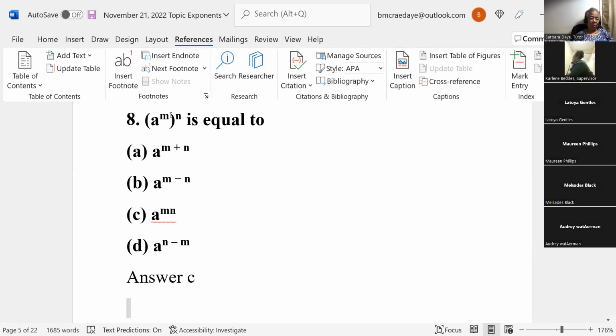So a to the m power raised to the n is a multiplication. It's m times n.